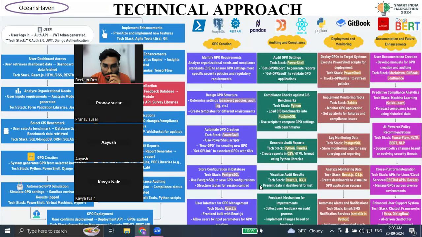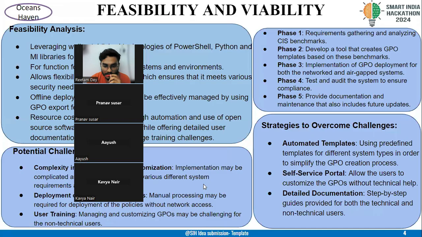Then we visualize these audit results. The tech stack we're using is React.js and D3.js. We present data in the dashboard format. Then, feedback mechanism for improvements. We collect user feedback on the audit process. Then we implement changes based on this feedback.